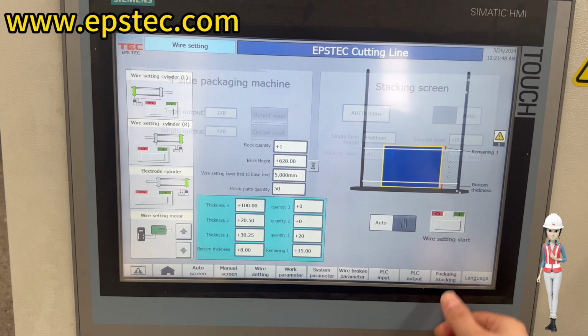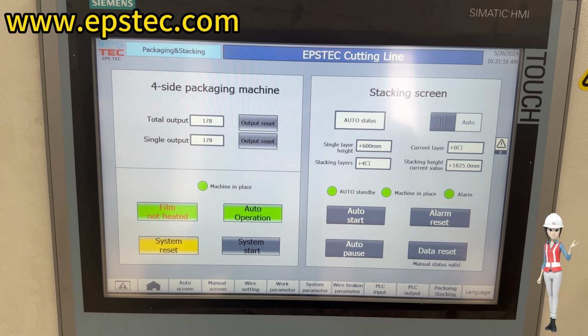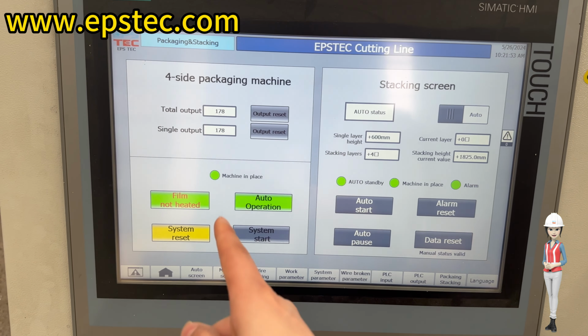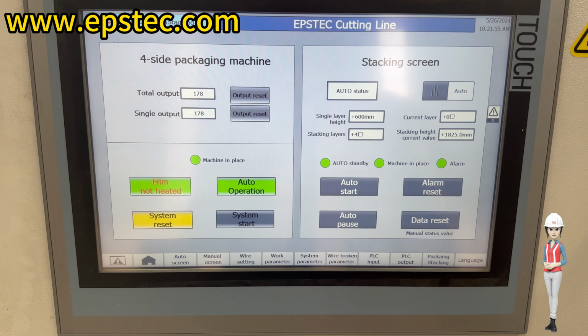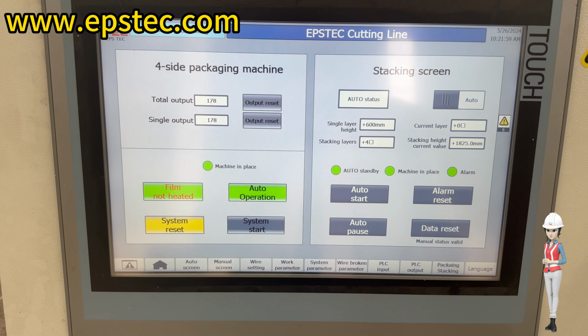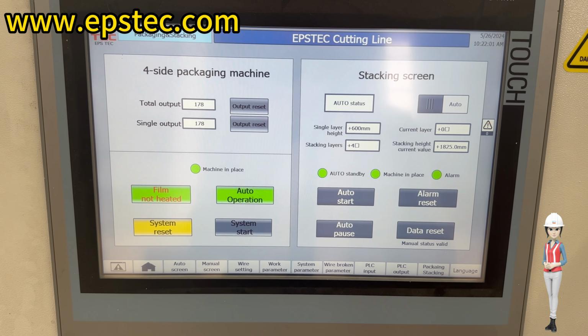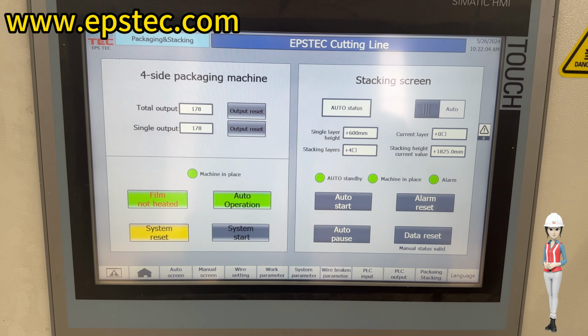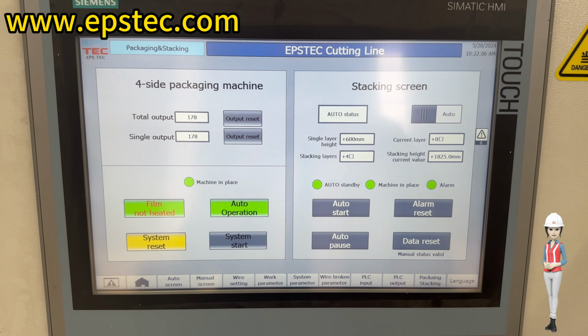The third part is the packaging and stacking parameters. The left half is the 4-side EPS packaging machine, and the right half is the stacking machine. Both machines have their own electrical control box. However, for the convenience of the operator, the main console is serially connected with them in the program for key parameter setting.